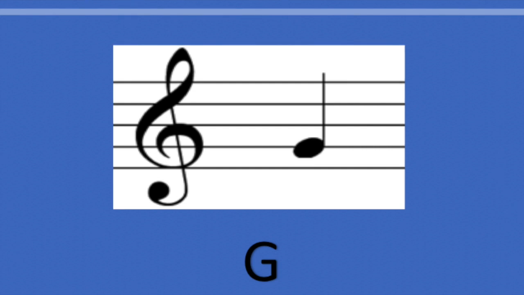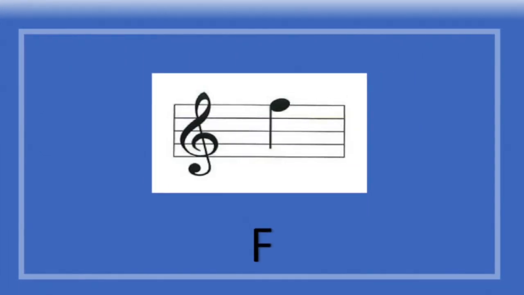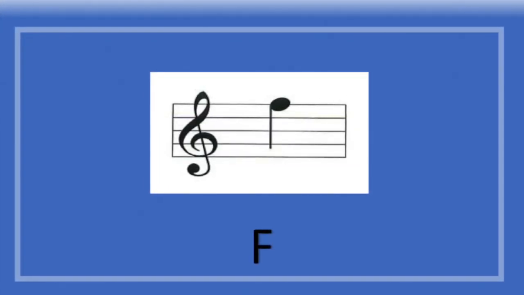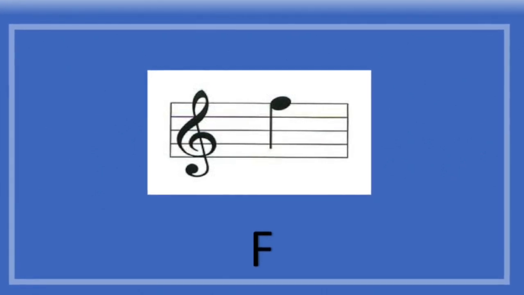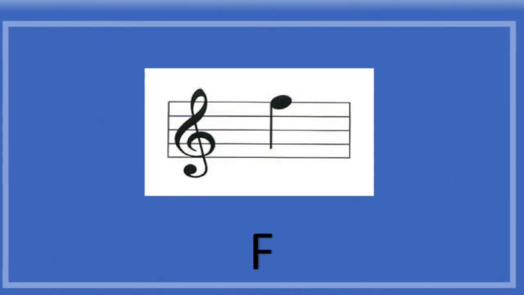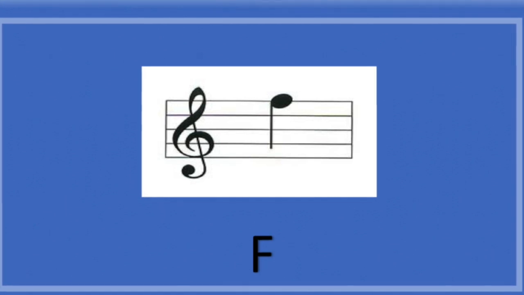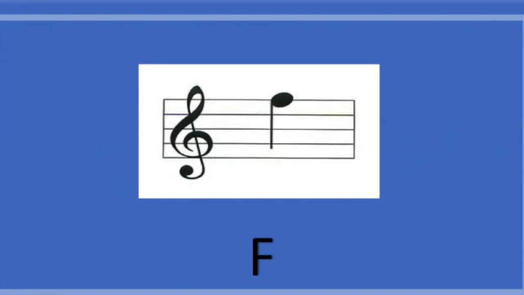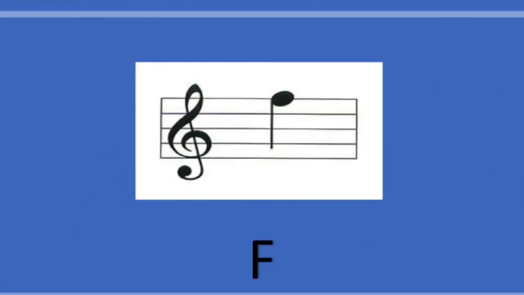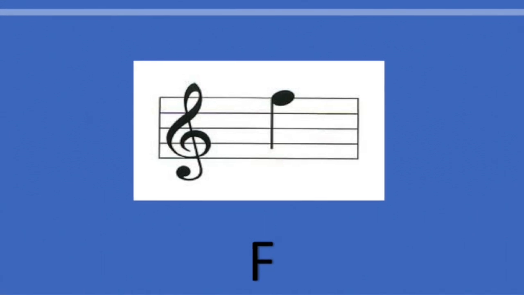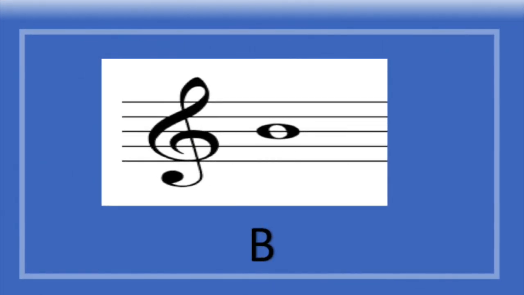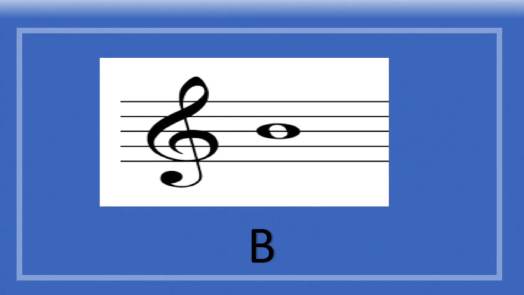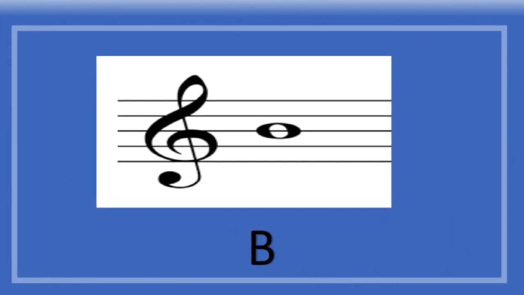Here's another example. This note is located on the fifth line of the treble clef. If I use the acronym, Elephants Got Big Dirty Feet, then feet is the word. The first letter is F, so the note is an F. Are you getting the hang of it? That's great. Here's 2 more practice examples.